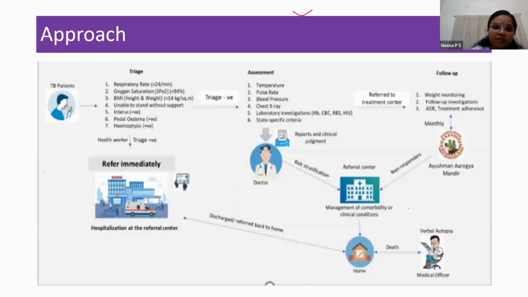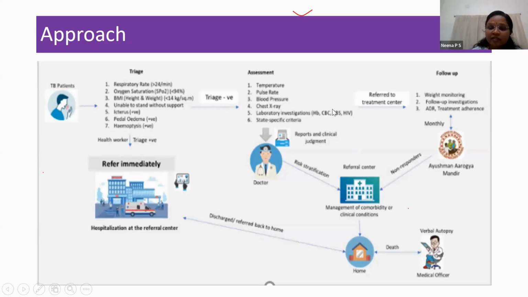So this is, in a nutshell, the differentiated TB care approach. You are triaging the patient with all the important monitors, that is respiratory rate, oxygen saturation, BMI, pulse and all. This can be done by the health worker. If the triage is positive, he'll be referred to the appropriate referral center, maybe a secondary or tertiary care center. If the triage is negative, then he can be assessed at the peripheral institution with all the vital markers.